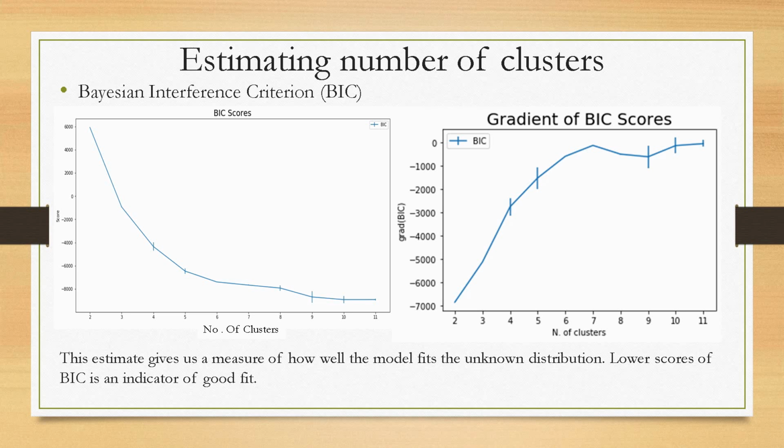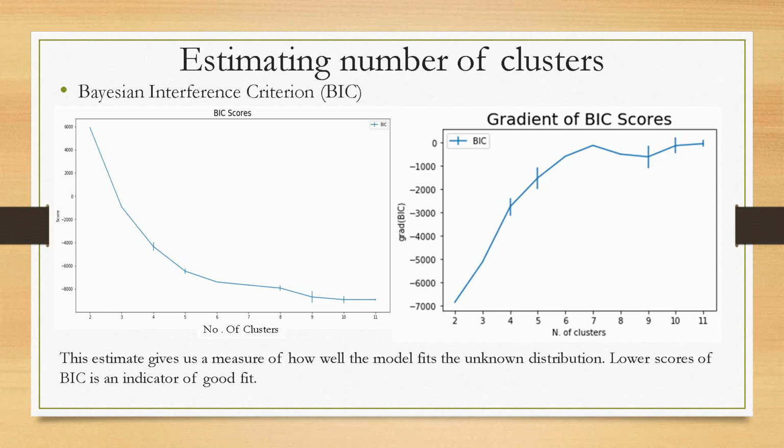The Bayesian information criterion is a measure that gives us a quantifying score of how well the model fits the unknown distribution. The lower the BIC score, the better the model is fitting. Following this criterion, it is observed from this figure that the more clusters, the better the fit. Hence, it can be deduced that BIC does not penalize complex models from overfitting in this case.